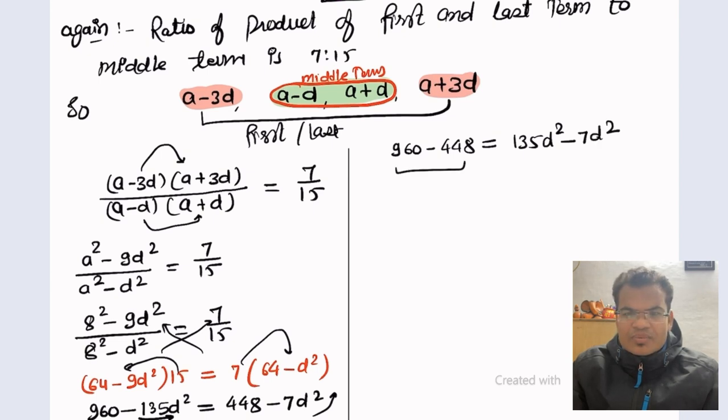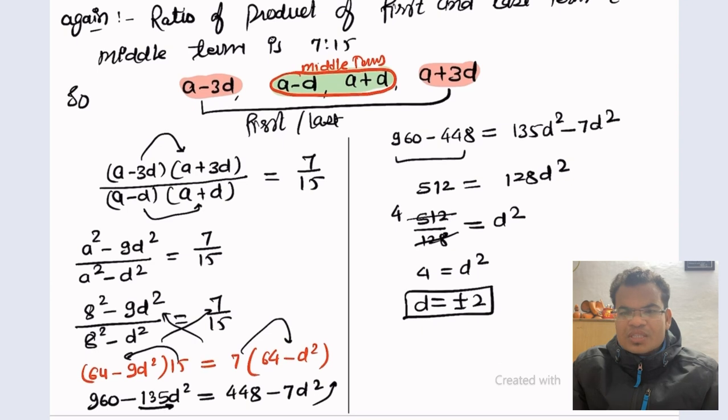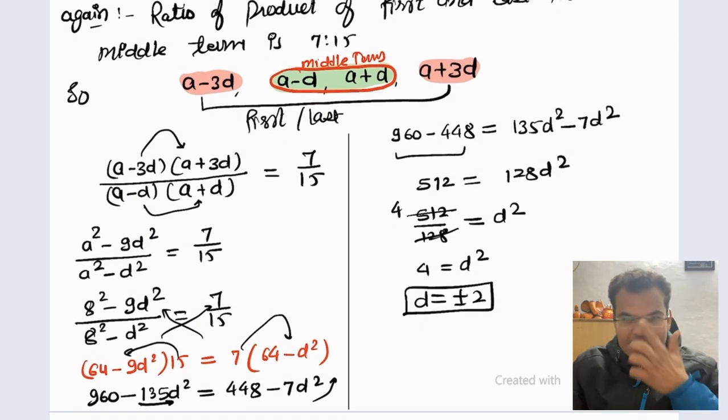So 960 minus 448 will become 512 upon 128 d square. So 128 will come in the denominator. 512 upon 128 is equal to d square, so you will get d square is 4, so d is plus minus 2, right guys? In this way you can get the value of a and d. So a is 8 and d has two values, plus minus 2.